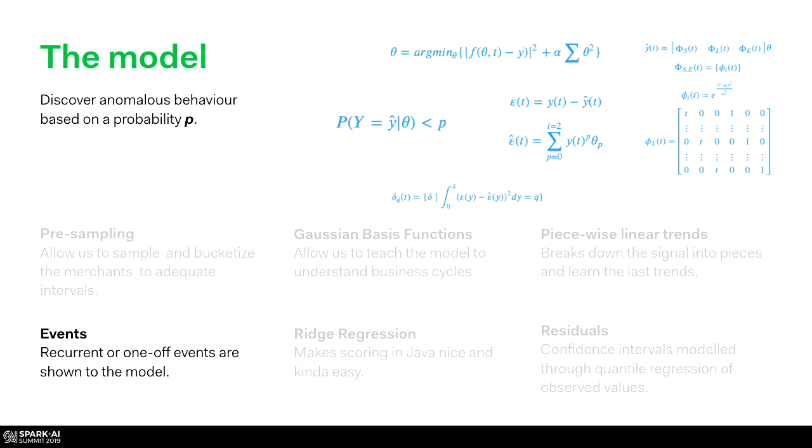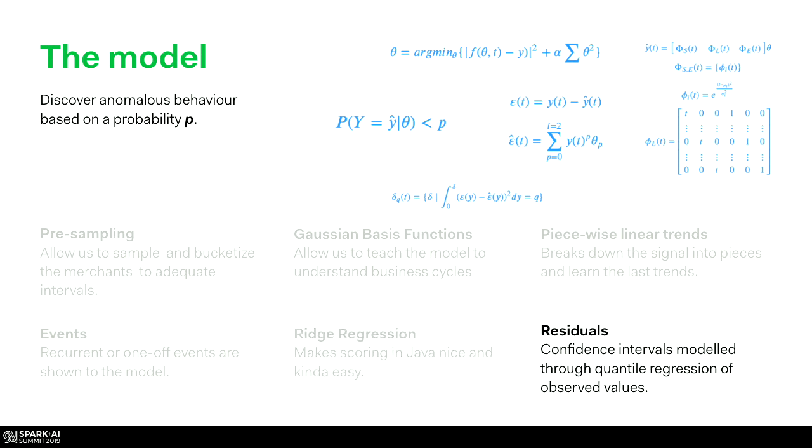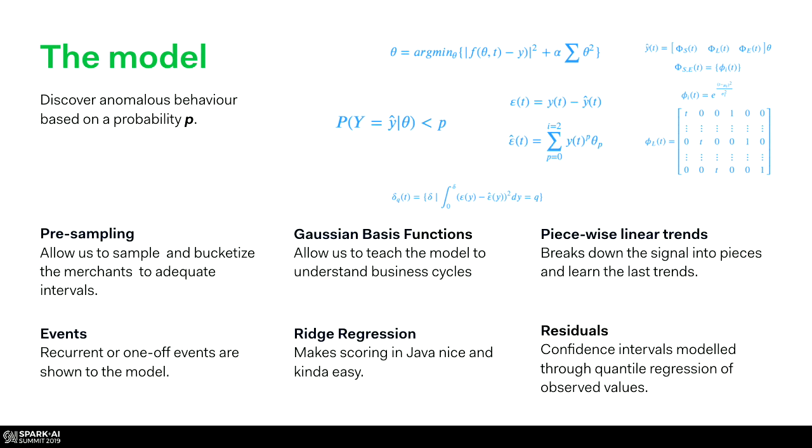You tie this all together with a simple model because you want to score in Java. So what you do is just throw in a ridge regression. Super easy. Why? Because the scoring of a ridge regression is just a Cartesian product. So it's simple enough that we can do it in Java. And then I need to estimate my confidence intervals. So how do I do that? Well, I just throw a quantile regression at these deltas, and I try to come up with some statistical sense out of it. So this is the complete model: pre-sampling, Gaussian basis functions, linear trends, events, the ridge regression, and the residuals.